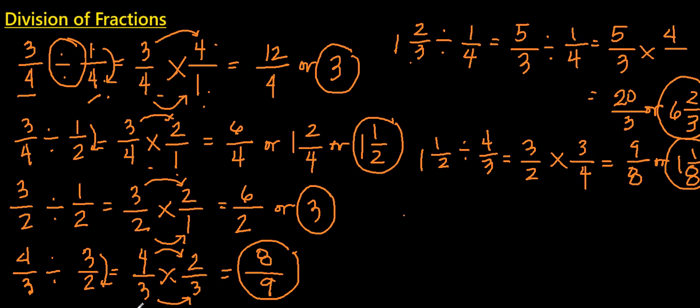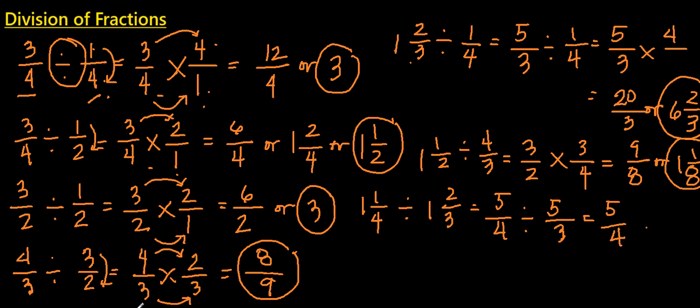Then last example, let's do it faster. 1 and 1/4 divided by 1 and 2/3. Convert both to improper fractions. So 5/4 divided by 5/3. Then copy 5/4 times 3/5. 15/20, or 3/4.